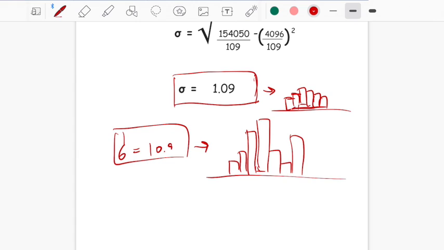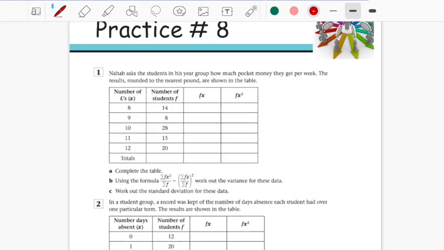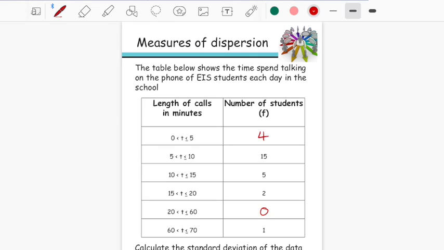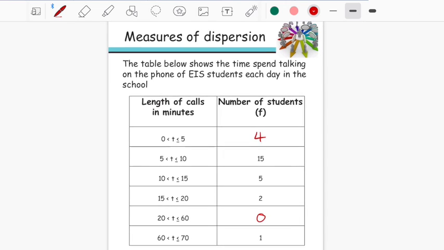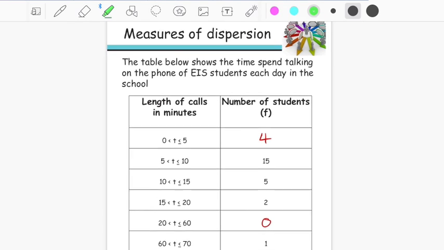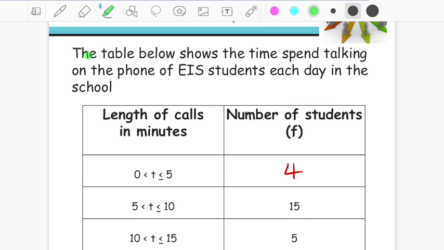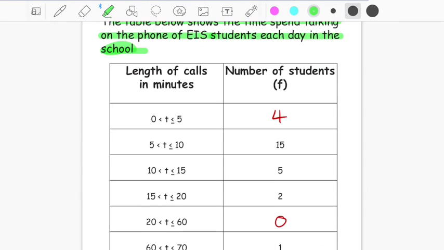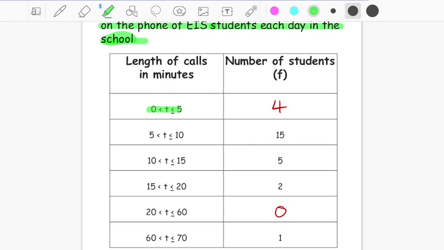Okay, all right, now moving on. So you can have a question like this. Let's see another example here. This is a table given to you. It is showing you the time spent talking on the phone of each student each day in school, right? The length of time that they talk on the phone, this is 0 to 5 minutes, you have 4 students. This is the frequency.